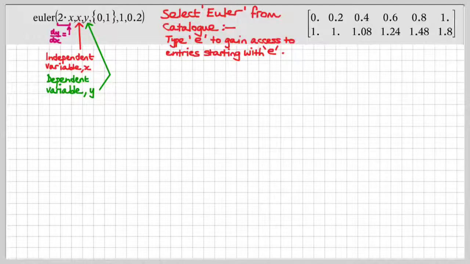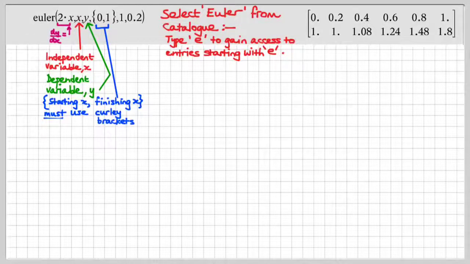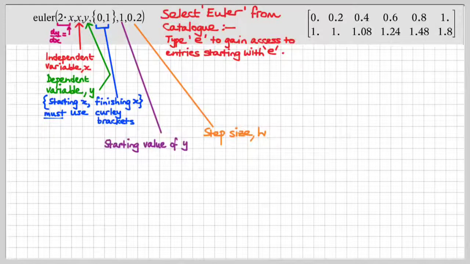and then comma, and then what happens in those curly brackets is the starting value of x and the finishing value of x, and you must use the curly brackets, otherwise it'll freak out and it won't work for you. Alright, now what's next is the starting value of y. Okay, when x was 0, you remember y was 1, and this next value is, yes, you guessed it, h. Okay, and what you get is this thing over here.